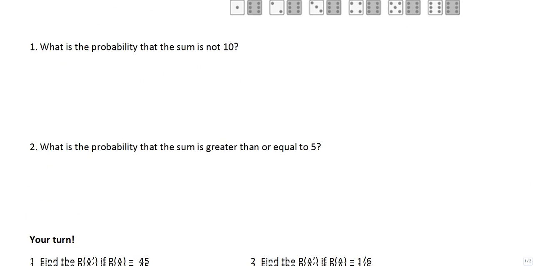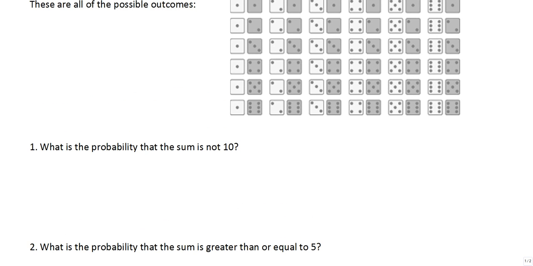So what we have to do now is talk about complements to show you how they are useful. Again, here's the chart. What's the probability that the sum is not 10? That would be the probability of the complement of 10, which is equal to 1 minus the probability of 10. You probably do this without even thinking about it, but the probability of not 10 is equal to 1 minus the probability of 10.